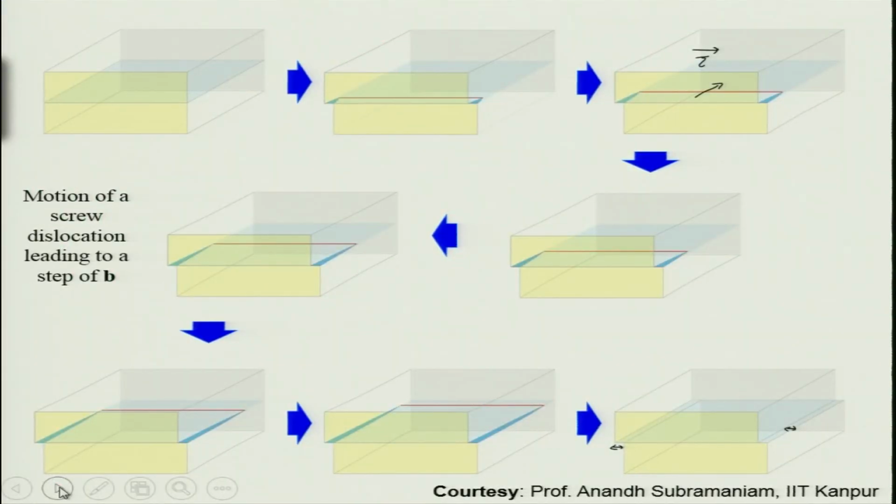Similarly, for a screw dislocation, this is the perfect crystal, and this is the screw dislocation. As you keep applying the stress in this direction, this dislocation line moves in this direction, and the step gets created across the whole crystal.